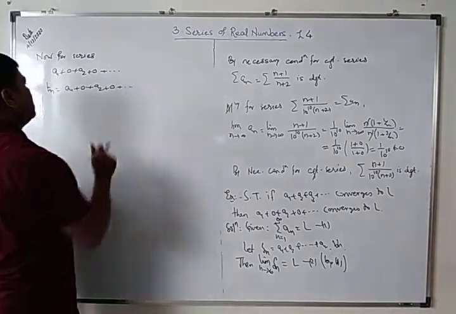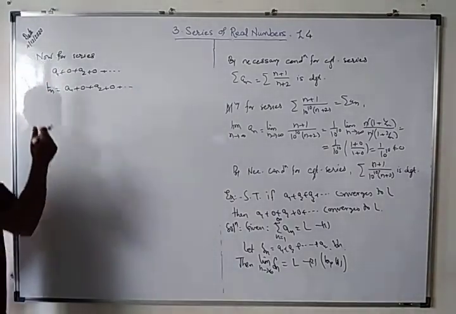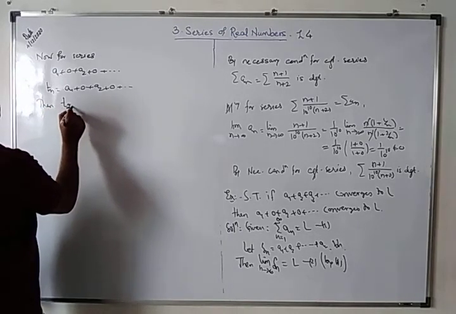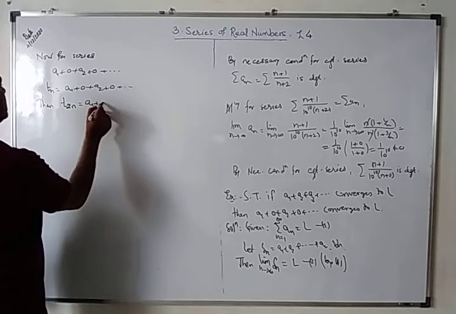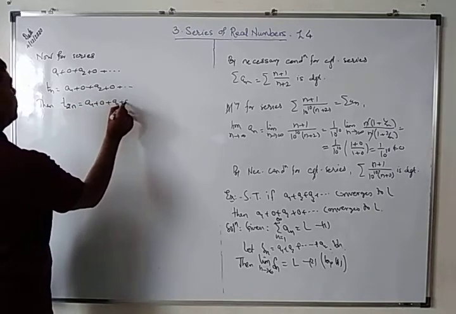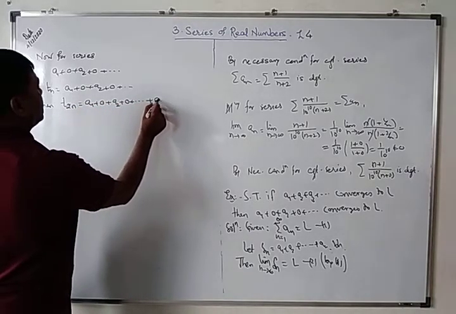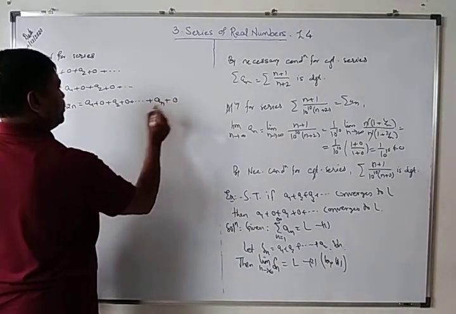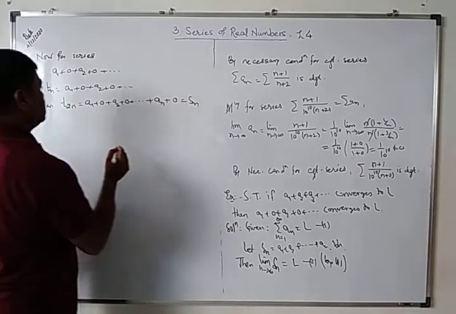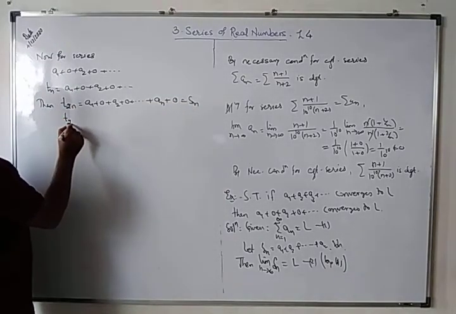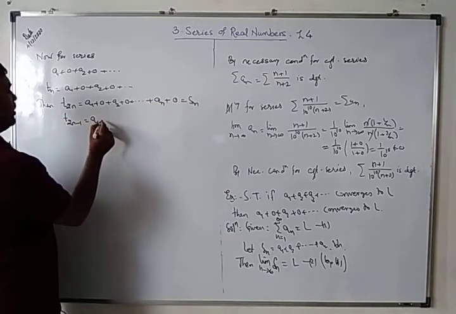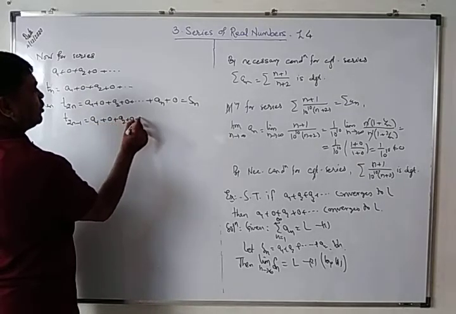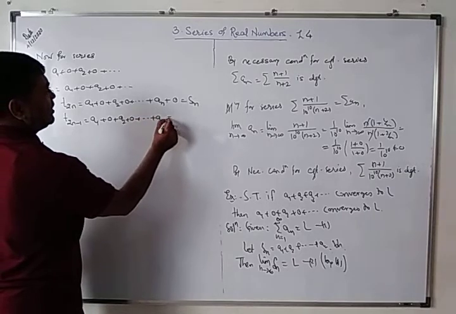Okay, we'll keep this as it is. Then what is your T2n? T2n is a1 plus 0 plus a2 plus 0 plus dot dot etc. up to plus an plus 0, which is Sn, and T2n minus 1 is equal to a1 plus 0 plus a2 plus 0 plus dot dot etc. up to plus an, which is again Sn.